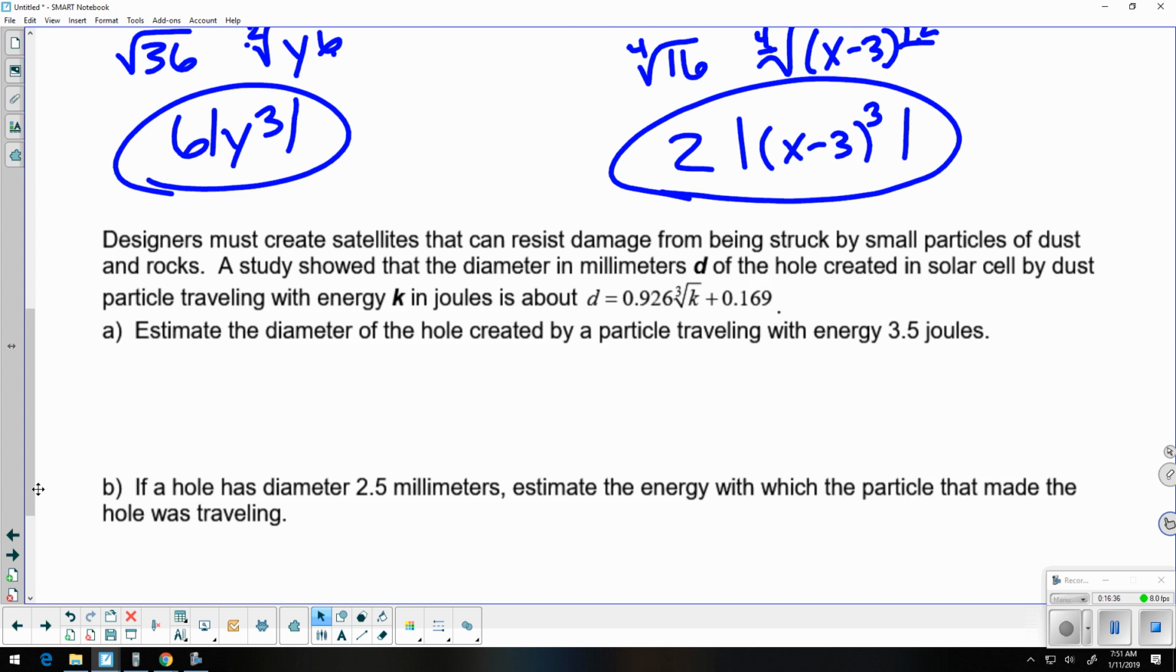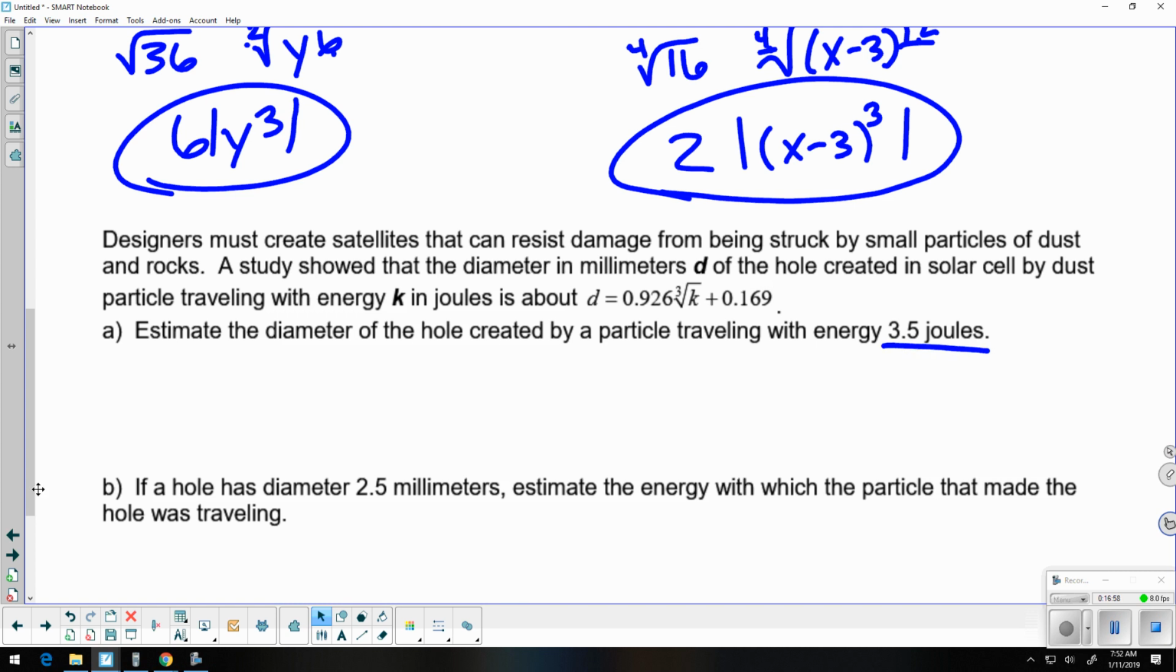A study showed the diameter in millimeters, d, of the hole created in a solar cell by a dust particle traveling with energy k in joules is about, and then they give us that equation. It says to estimate the diameter of the hole created by a particle traveling with energy 3.5 joules. So basically we have to plug in 3.5 joules.